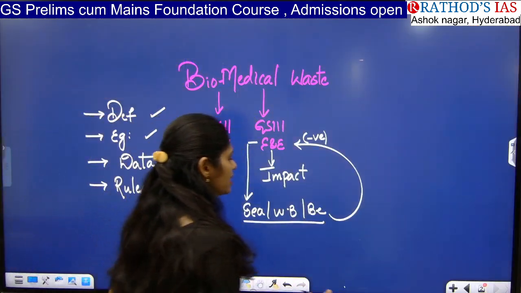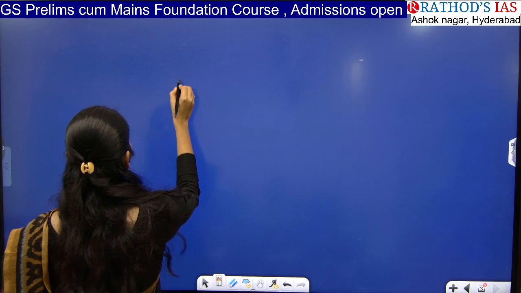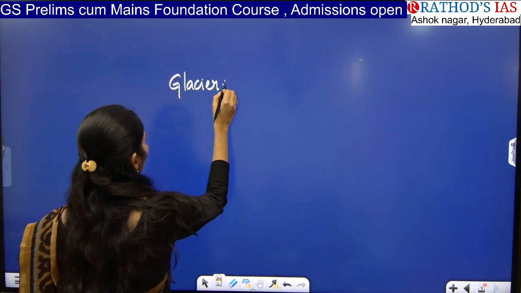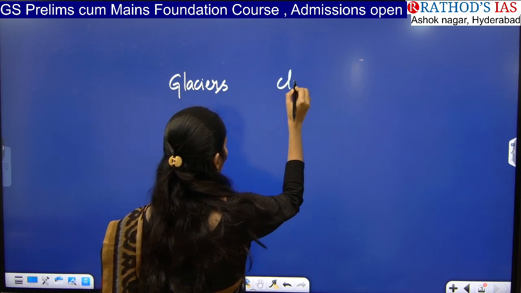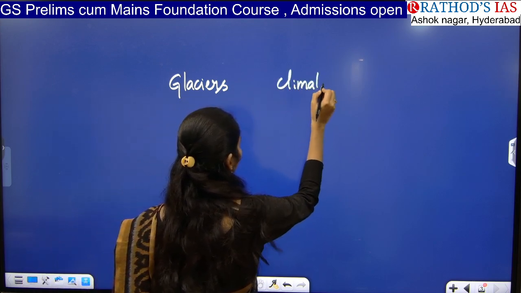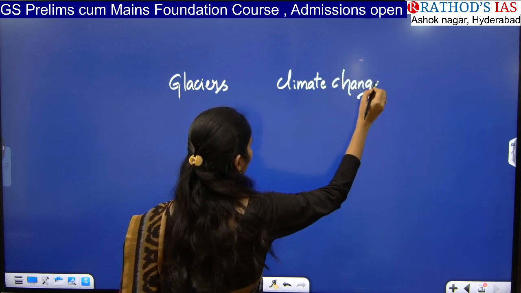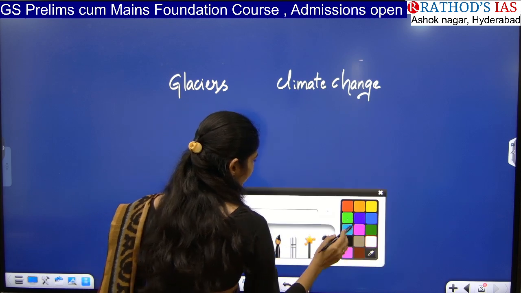Okay, now let us see here the keywords. First one is glaciers. Second keyword is climate change. So from which subject can you see these?